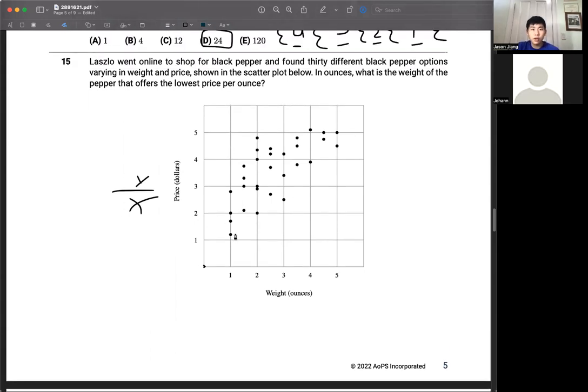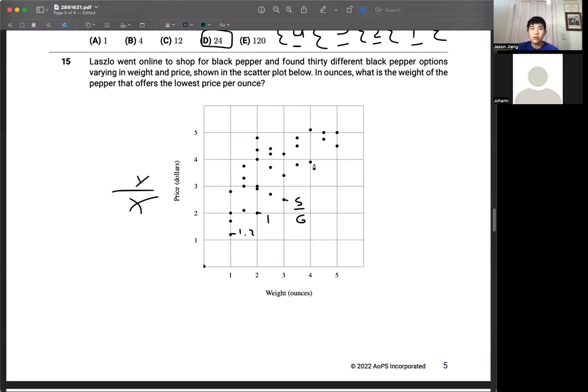So this first one has a price per ounce of about 1.2. We can just estimate that. This next one, $2 for 2 ounces. That would be a price per ounce of 1. This next one offers 3 ounces for 2.5. So that's a pretty good contender since that's going to be under 1. Let's approximate that with 5/6. That's the same as 2.5 over 3.